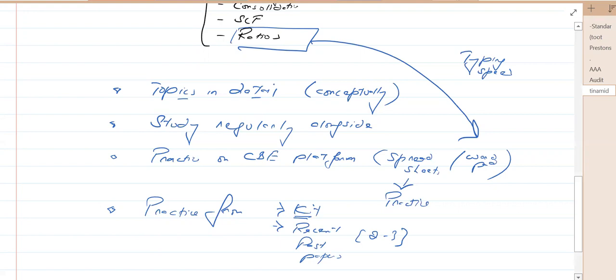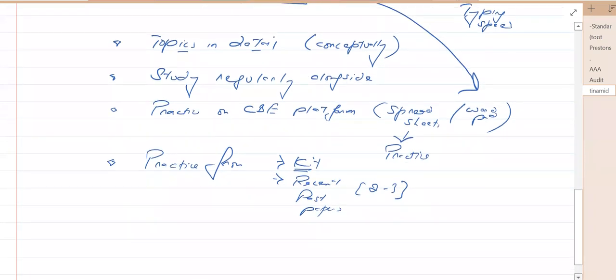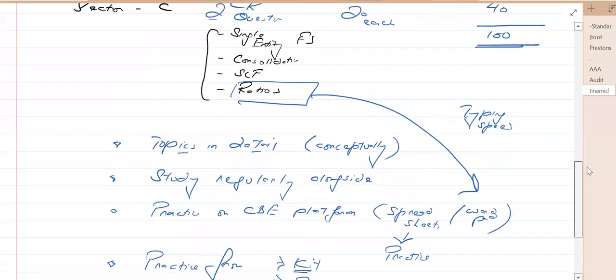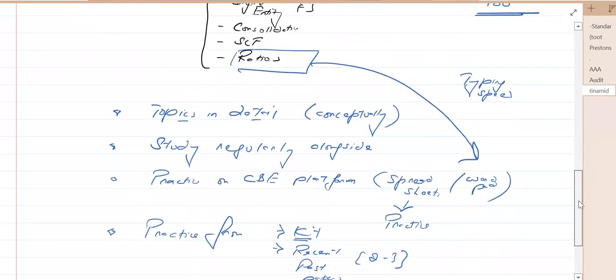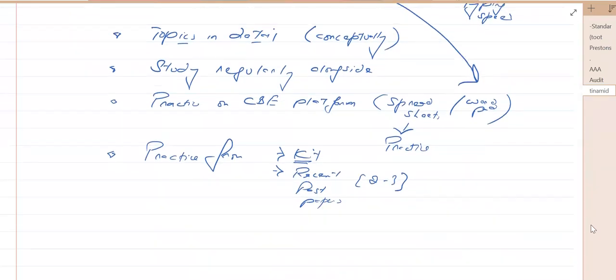So just do those 2 to 3 past papers. Otherwise, everything is in your exam kit. So these are the few things that you need to understand if you want to pass the financial reporting exam.